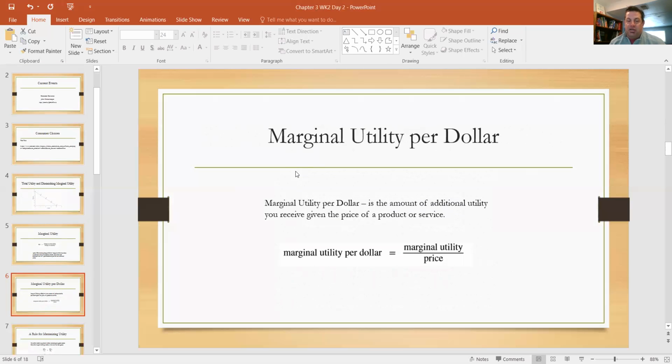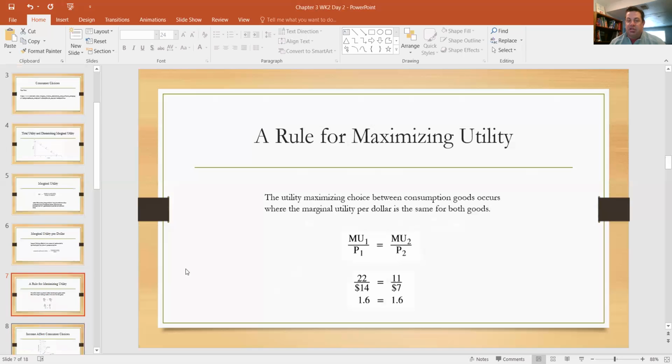There's also a dollar equation to this. The marginal utility per dollar is the amount of additional utility you receive given the price of the product or service. So depending on the price, you may gain or lose some marginal utility with that particular product or service.